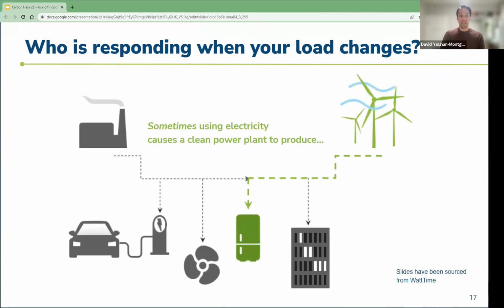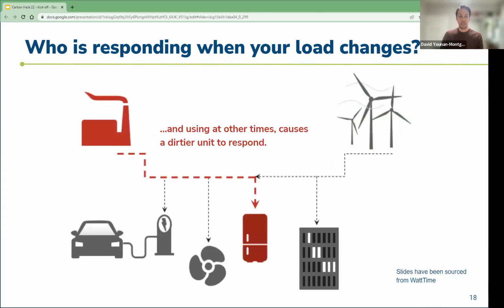What Time's fundamental purpose is to bring transparency, to pull back the curtain on who's responding when your load changes. Sometimes using electricity causes clean power to be produced. Next slide. And sometimes it causes a dirtier unit to respond. This is what we mean when we talk about marginal emissions. It's a big difference between marginal and average emissions, which is another metric you may have heard about.